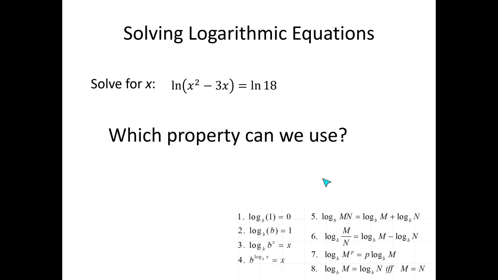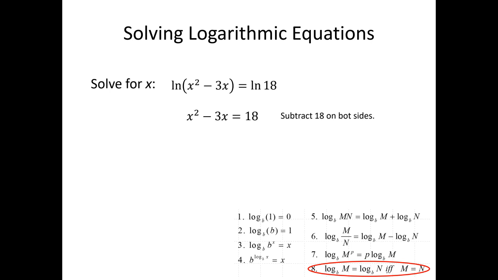What is my base here? So I have ln and ln. So remember that this is a natural log, right? So remember that ln is just the same as log of base e. So they both have a base e. So that means we can use the one-to-one property. And so since they have the same base, this has a base e and this has base e, we can set our parentheses equal to each other.